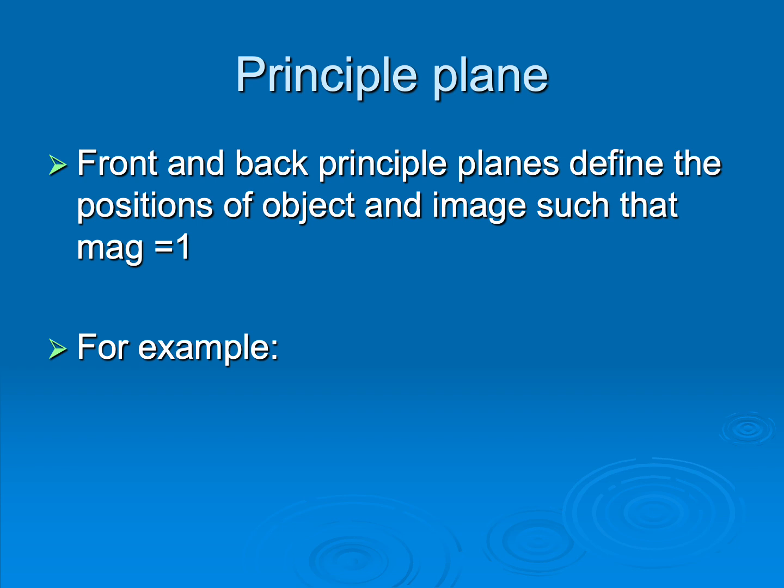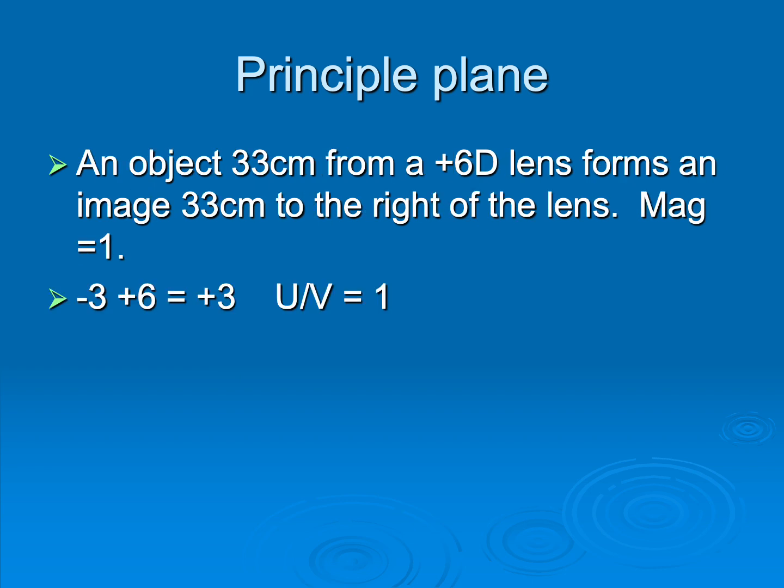So front and back principal planes, they define the position of an object and an image such that the magnification equals 1. Let me explain that a little further. Let's say I have an object 33 centimeters from a +6 lens, and that forms an image 33 centimeters to the right. That means that the magnification is going to be 1 based on the simple lens formula, and magnification is U over V. That defines a principal plane.